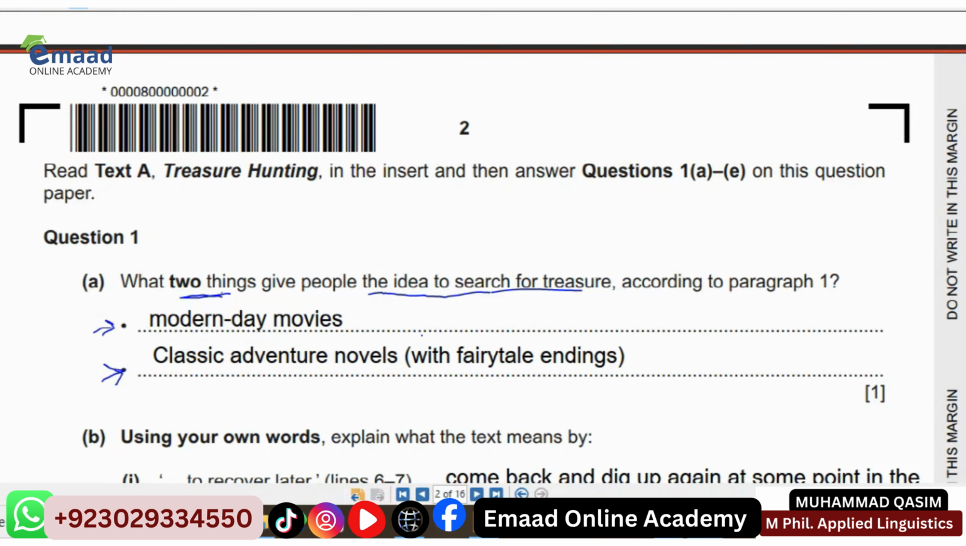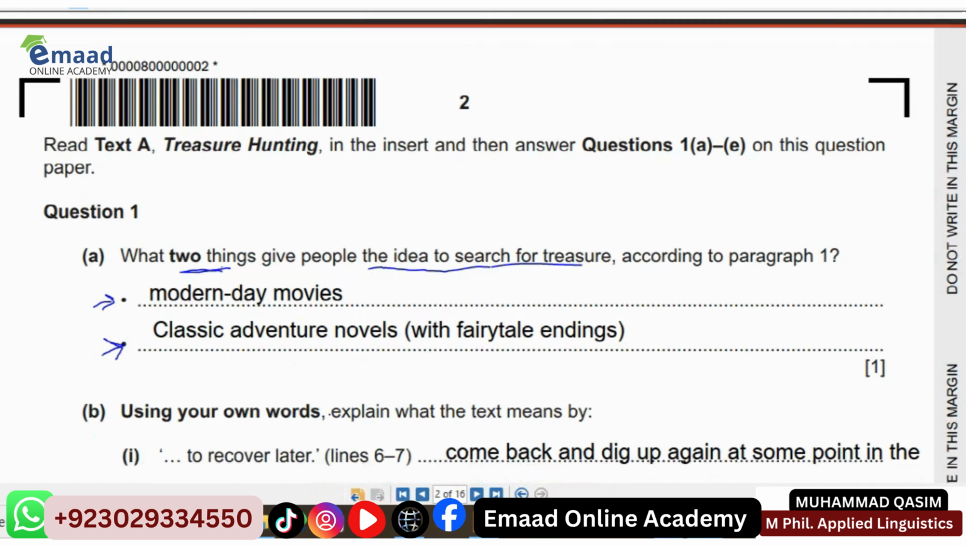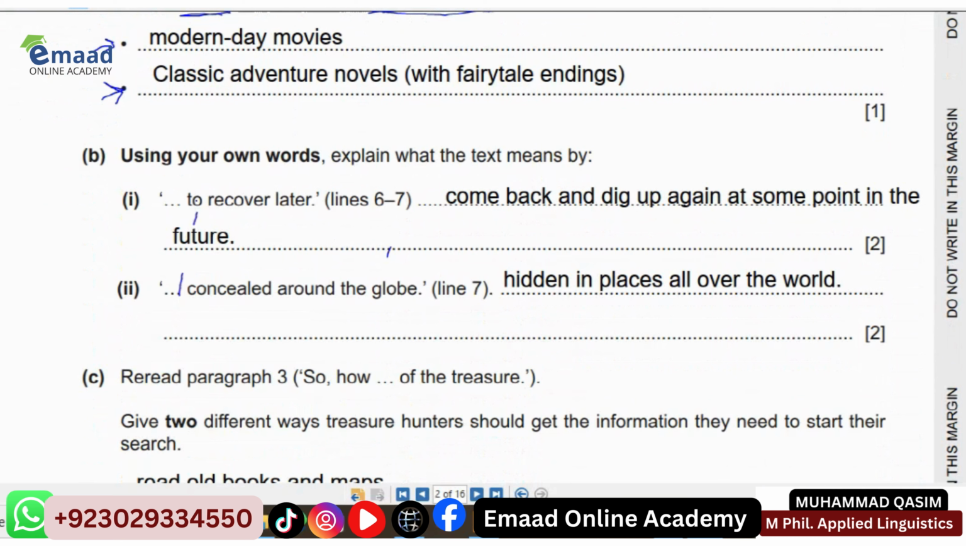That is enough. You do not need to add this content in brackets. That's already enough. Okay. Now using your own words, explain what the text means by. In these type of questions, you cannot use any word from the text. You just have to use your own words. Make sure you use your own words.